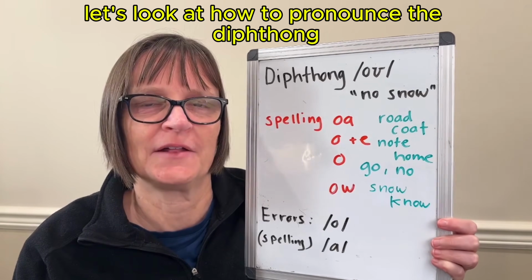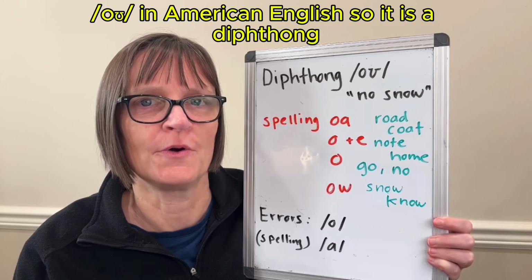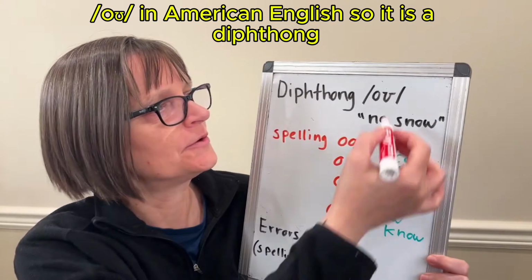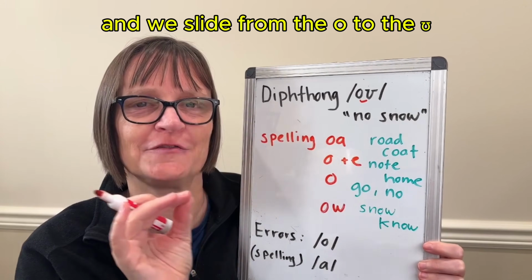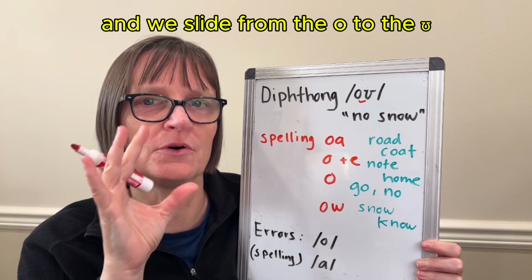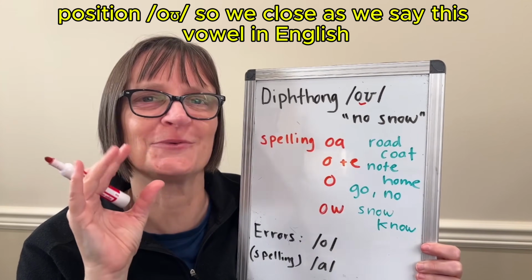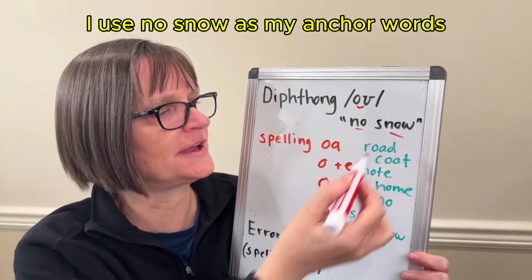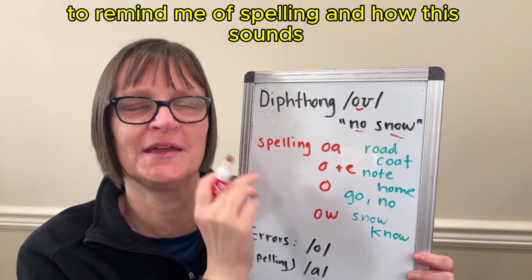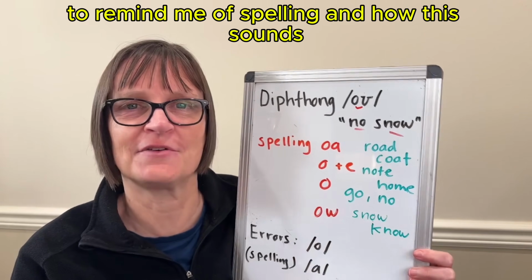Let's look at how to pronounce the diphthong O in American English. So it is a diphthong, meaning there's going to be 2 symbols there, and we slide from the O to the position, O. So we close as we say this vowel in English. I use no snow as my anchor words to remind me of spelling and how this sounds.